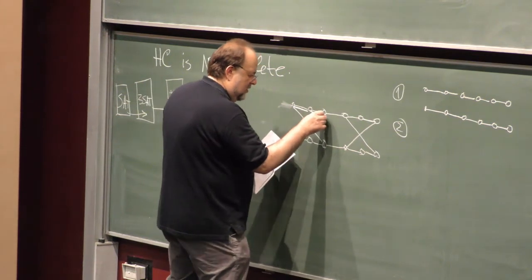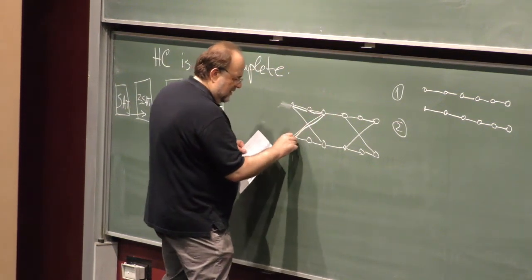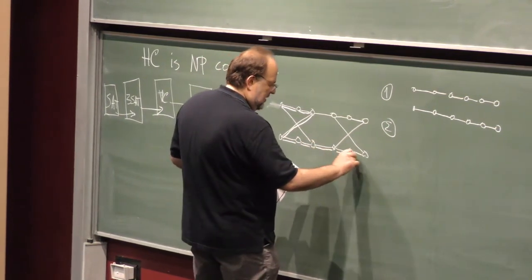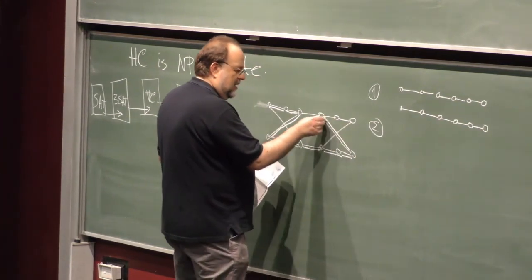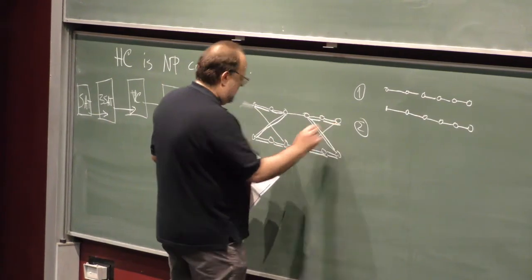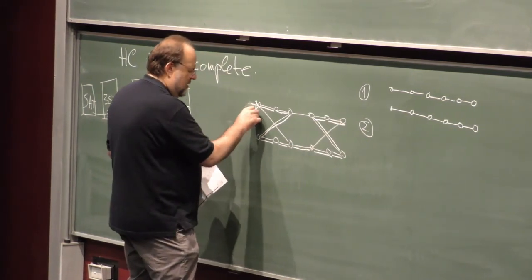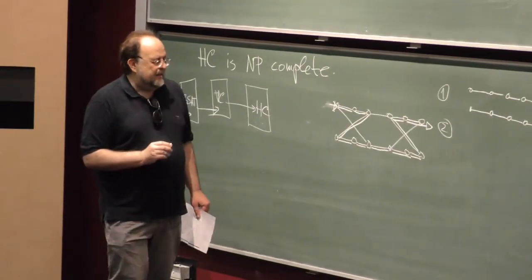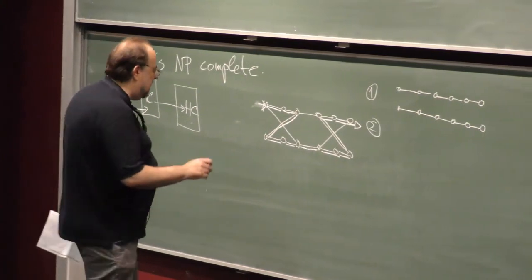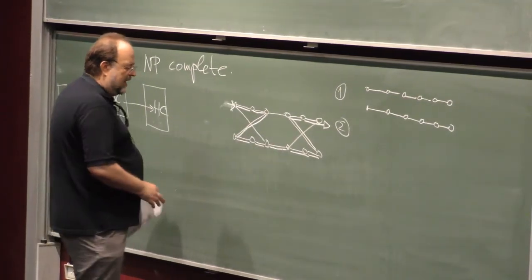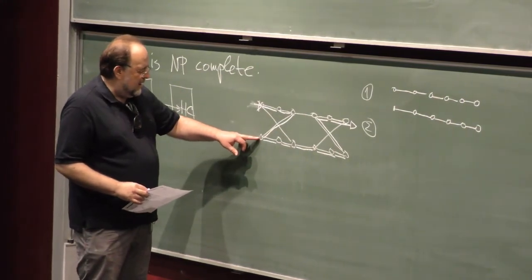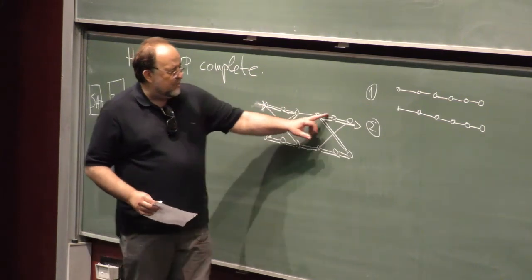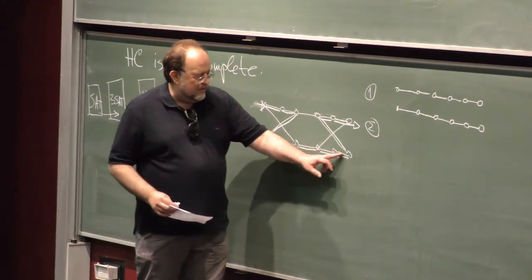You go like this, and then you go back like this, and then you go like this, like this, like this, like this, like this, and then you go back here, like this, like this. So you enter here and you exit here, right? And the only other possibility is the mirror image of that, right? You enter from here, then you go up to here, then you move here, then you go all the way up to here, then you go back here, and you exit here.